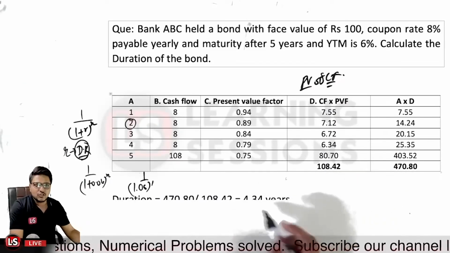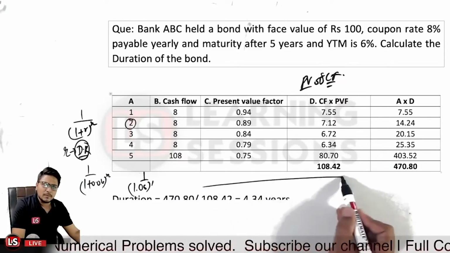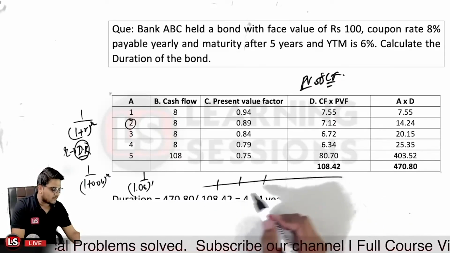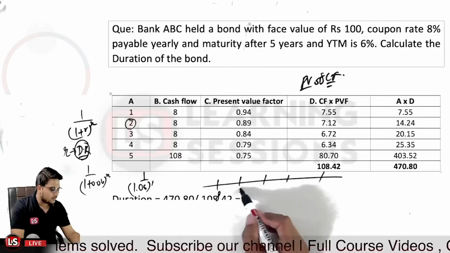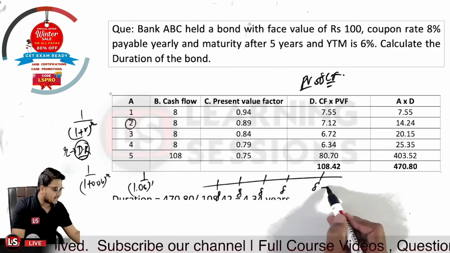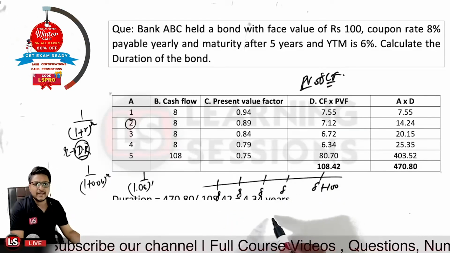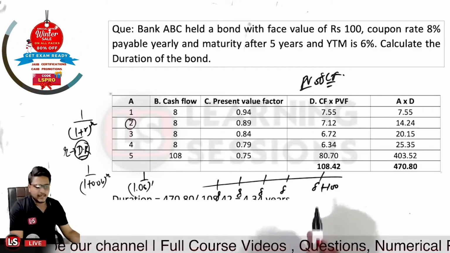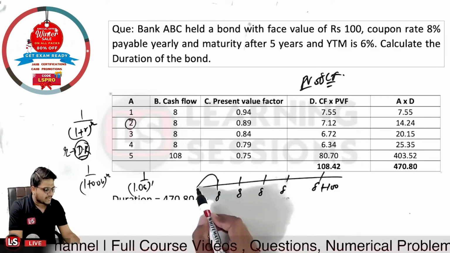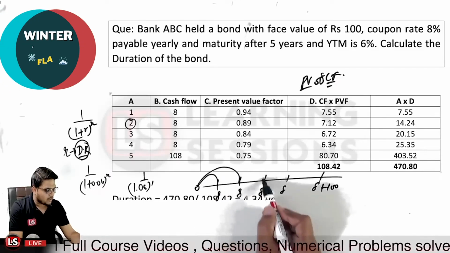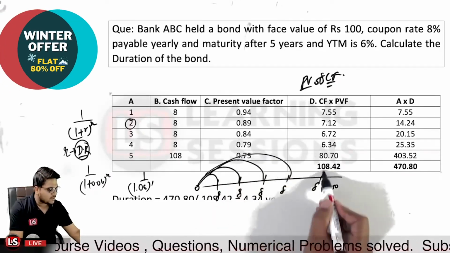Because what happened actually, we are getting rupees 8 for 5 years. Let me draw it over here. 1 2 3 4 5. So we are getting rupee 8 for 5 years, and at the end of the 5-year tenor we are getting the 100 rupees value too. So we are discounting it to the present value. So we are discounting all these inflows to the present value. So this is the scenario.